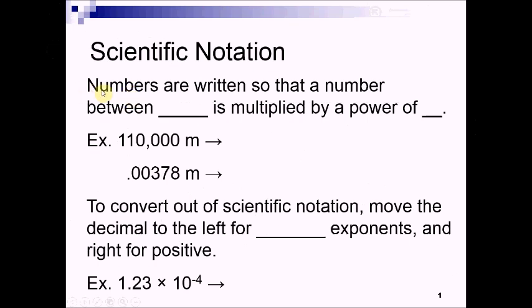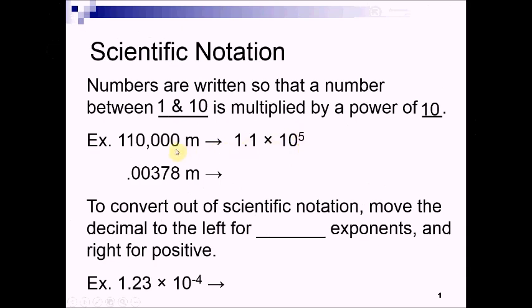Scientific notation is when you have really big or really small numbers and you write them so that a number between 1 and 10 is multiplied by a power of 10. So for example, we have 110,000 meters. If I want to convert that to scientific notation, it's all about moving the decimal place, which, even though there is no decimal place in this number, we know will be at the very right end of the number. So to make sure my leading number is between 1 and 10, I would need my decimal place to be here. So it should be 1.1. And then times a factor of 10.